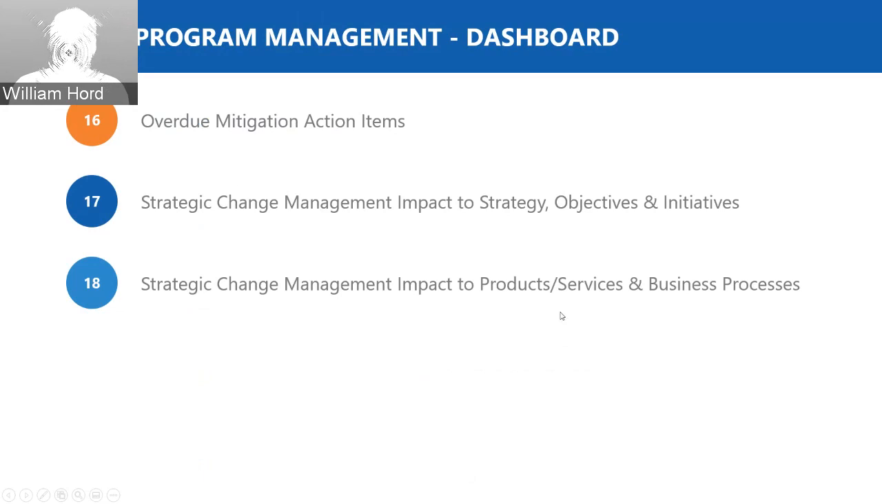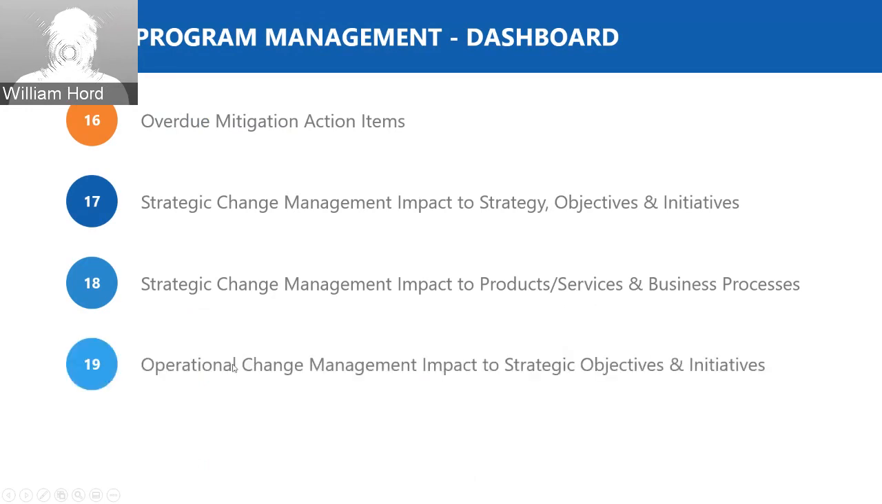Strategic change management plans that impact strategy. Strategic change management plans that could impact products and services in the business processes. So this is making changes that impact your overall strategy. This is making change plans that impact downstream from strategy, so that would impact product services and business processes.